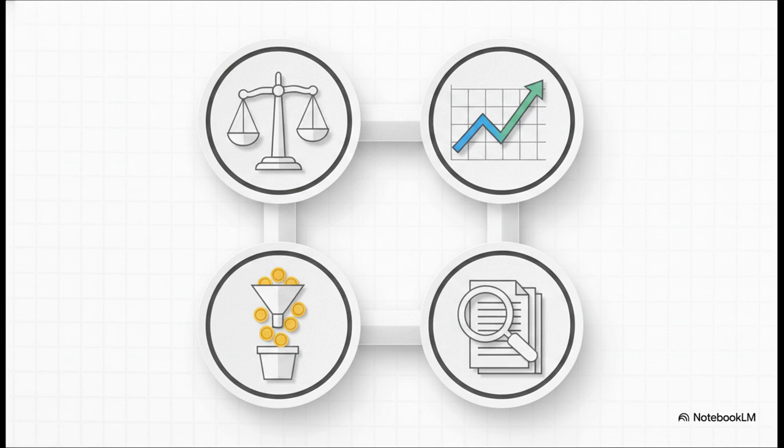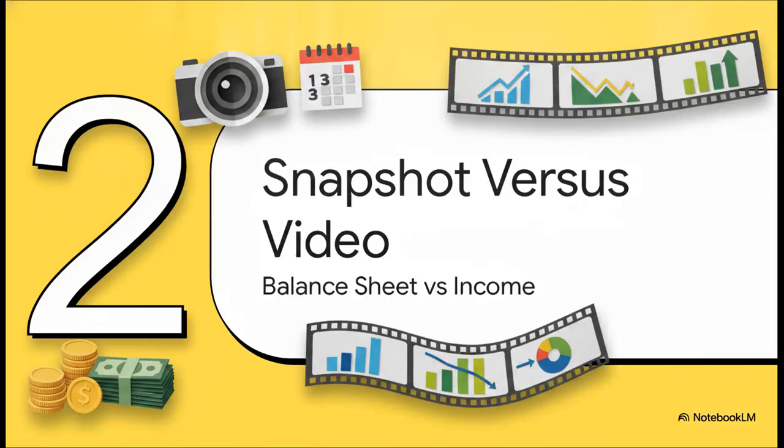B03 is the cash flow statement, showing cash in and out. And finally, B09, the notes to the financial statements. You absolutely have to monitor all 4 to get a true picture of a company's health. And as you'll see, they wire together beautifully. Moving right along to Section 2, Snapshot versus Video.